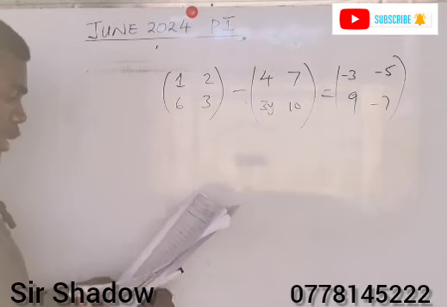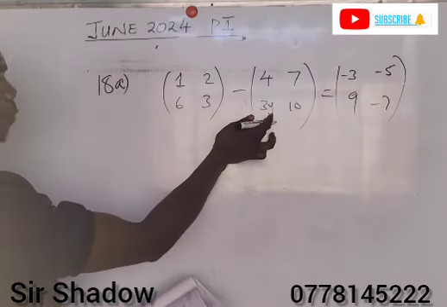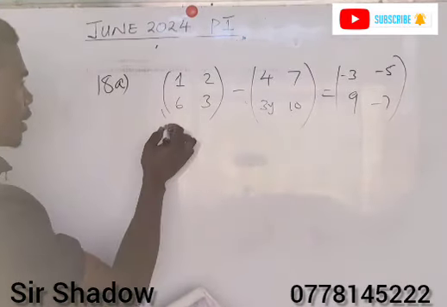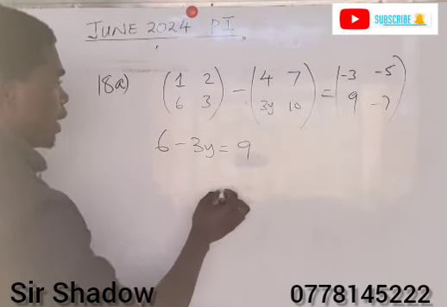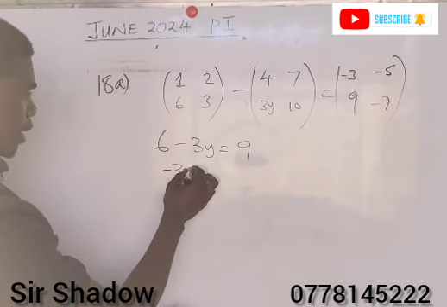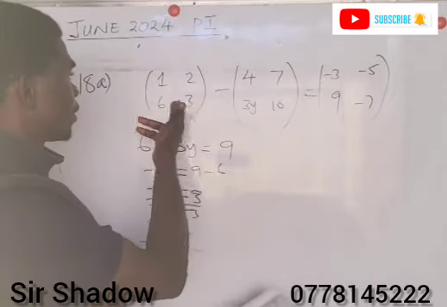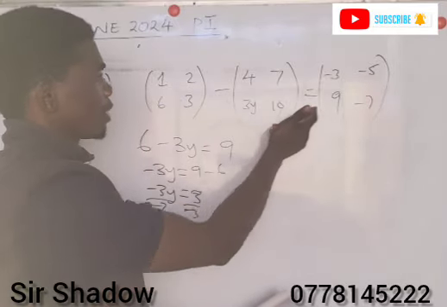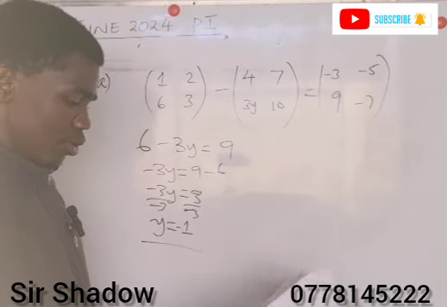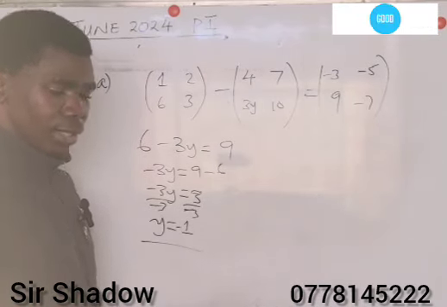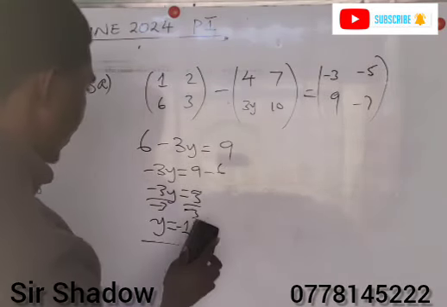So this is question number 18a. Since y is here in the second matrix, we are saying 6 minus 3y is equal to 9. So minus 3y is equal to 9 minus 6. Just checking, 6 minus 3y is equal to 9. Then equate, forming the equation and solving, y is equal to minus 1. Then we want to multiply on question B.